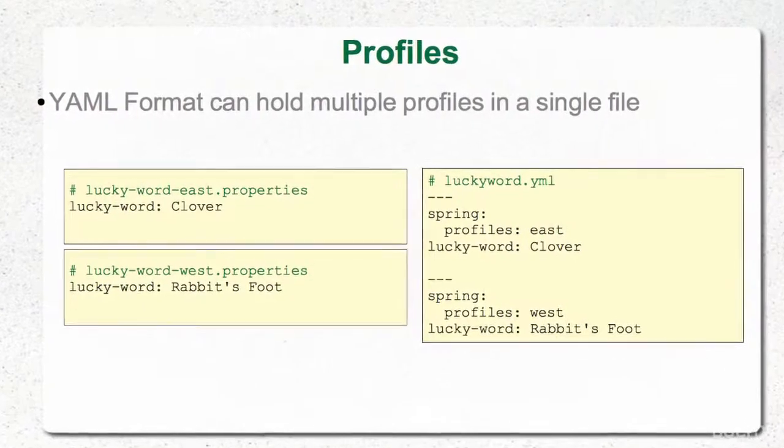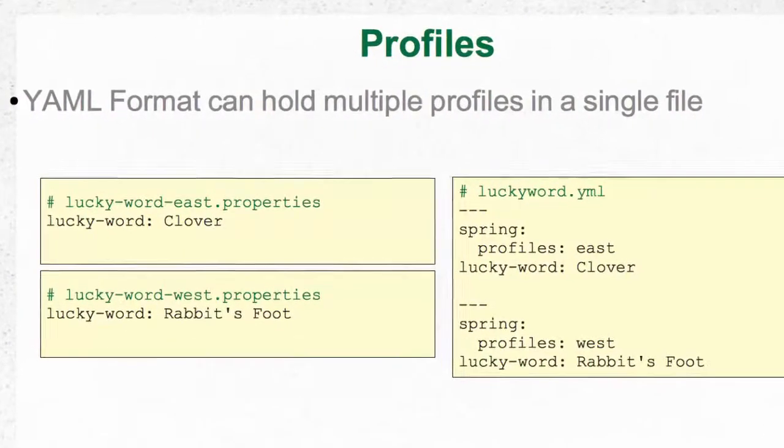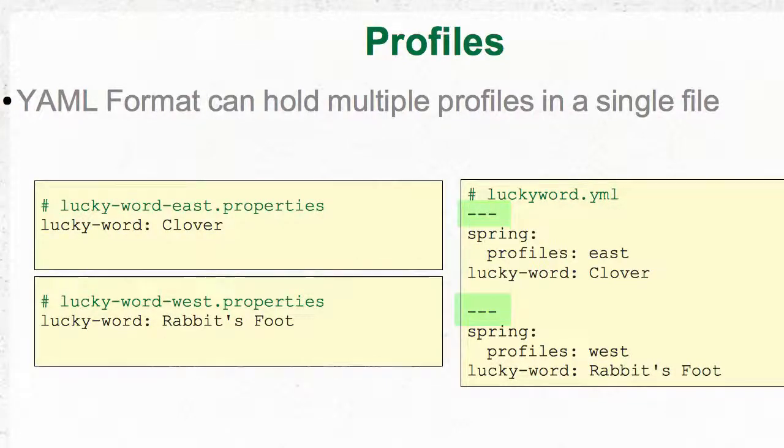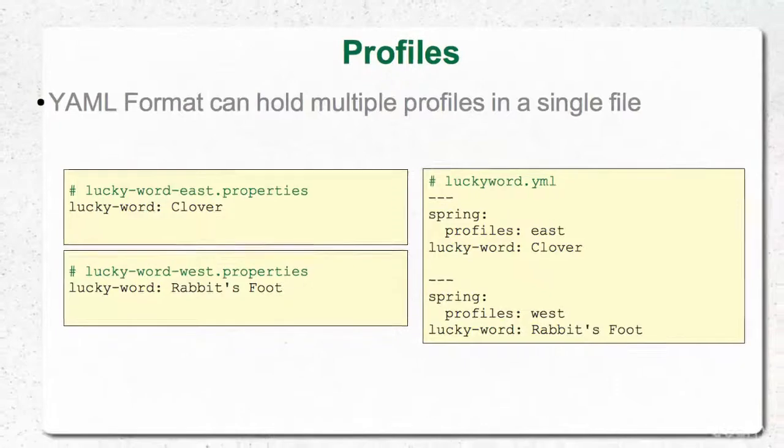A moment ago, I said that a YAML file starts with three dashes. Technically, that's true. Spring and a lot of other technologies will silently accept it if you happen to leave that out. But when you embrace that, it actually allows you to put multiple files, so to speak, inside one file. So you can see here, if I wanted to have a lucky word east and a lucky word west, two different profiles, if I used properties, I'd have to have two different physical files. If I used YAML, then I could put these into one file. Inside the top of the YAML, I just say the Spring profile that it applies to.